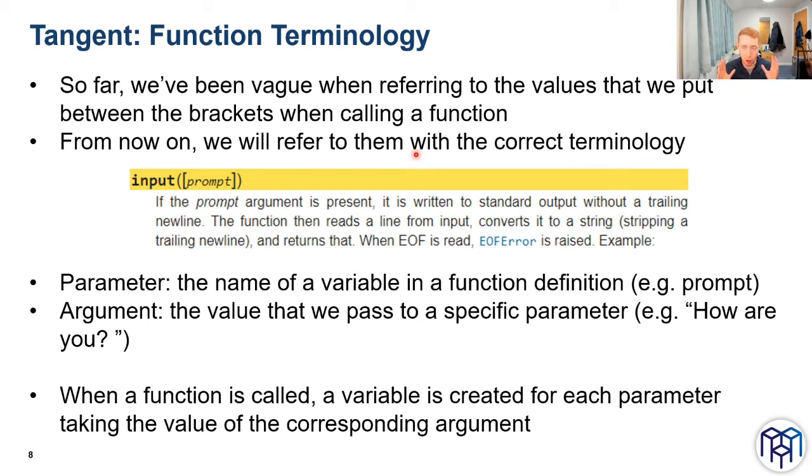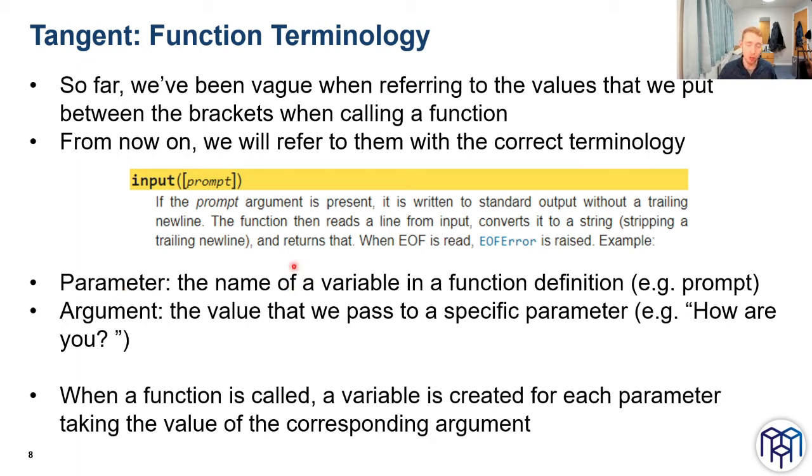From now on, we're going to use the proper names, and we're going to use an example of the input function to understand how we do this. If we look at the documentation for the input function, we'll see that it has a parameter, which is called prompt. Whenever we call the input function, we have to put in a value, and that's going to be used as the prompt, the thing to ask the user. Internally, input is aware of this thing called prompt, and that's the parameter that we set.